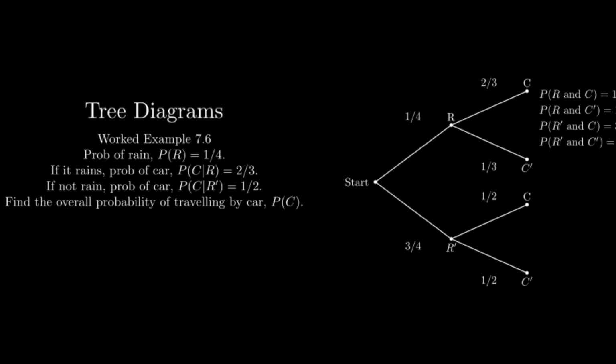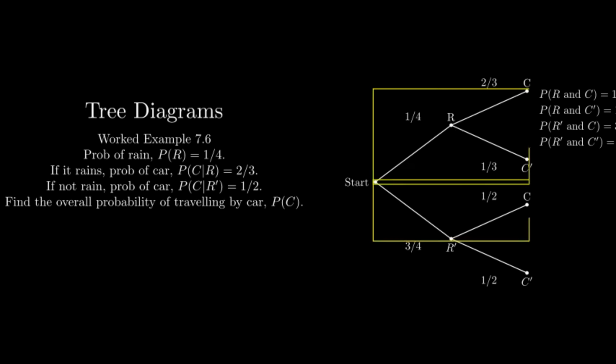The question asks for the overall probability that Anya travels by car. This can happen in two ways. It rains and she takes the car, or it does not rain and she takes the car. Notice the two outcomes that end in C. We need to add the probabilities of these two distinct outcomes.